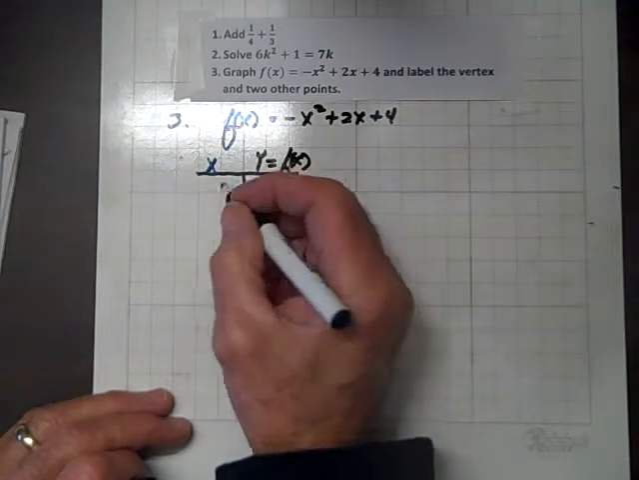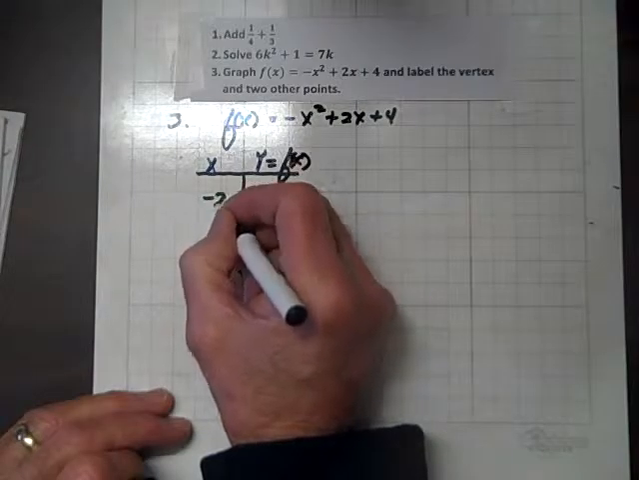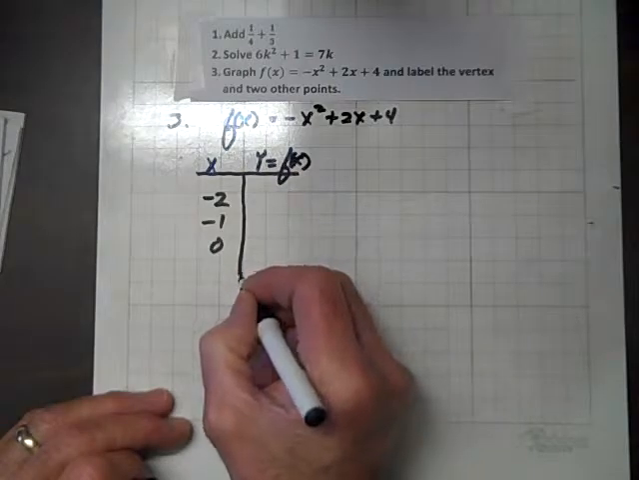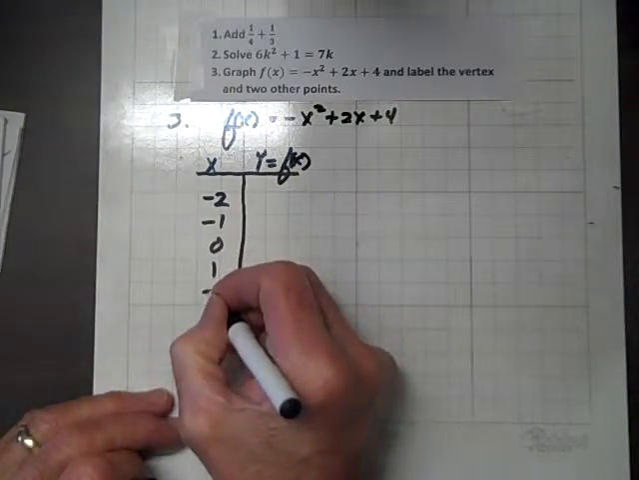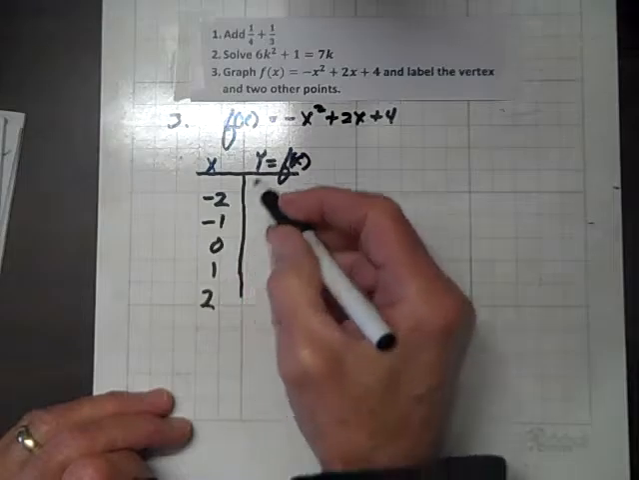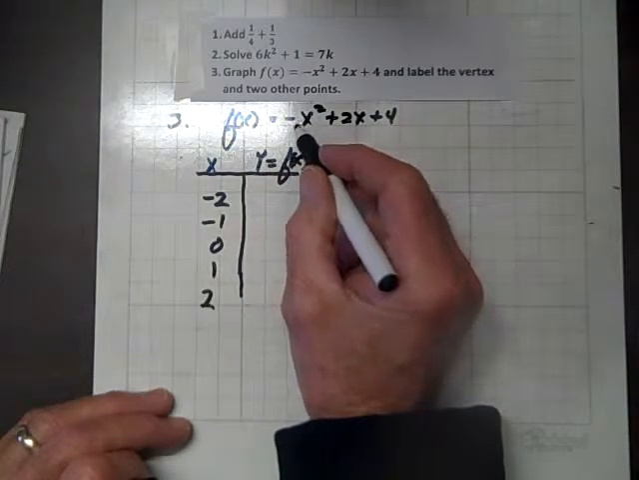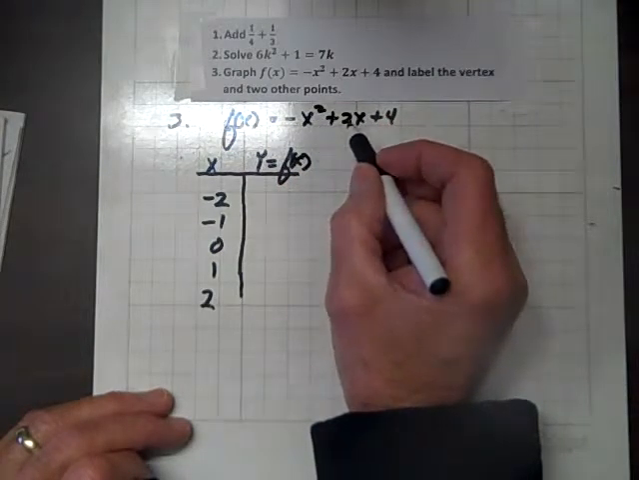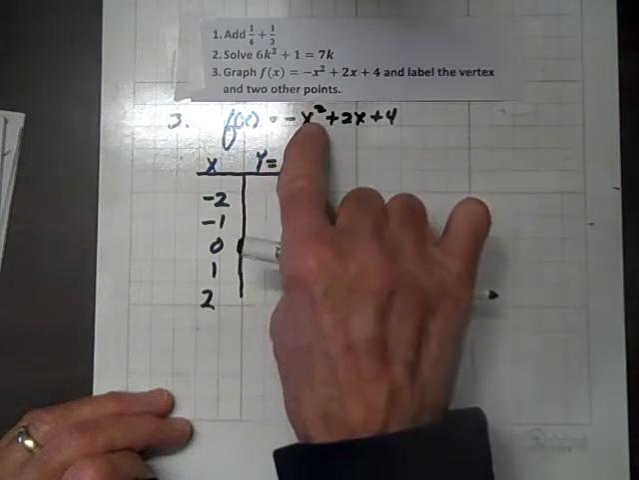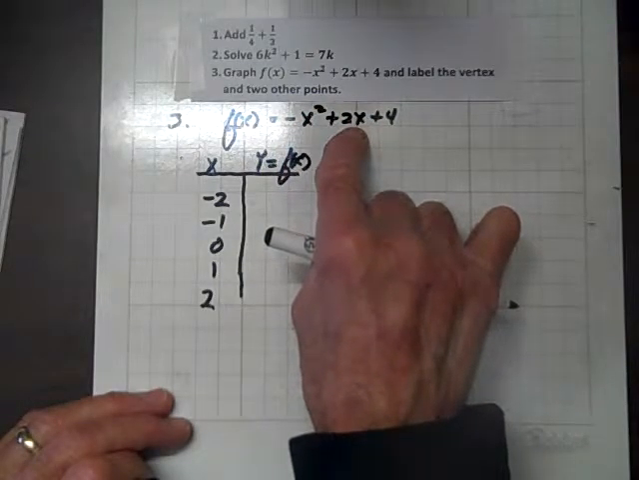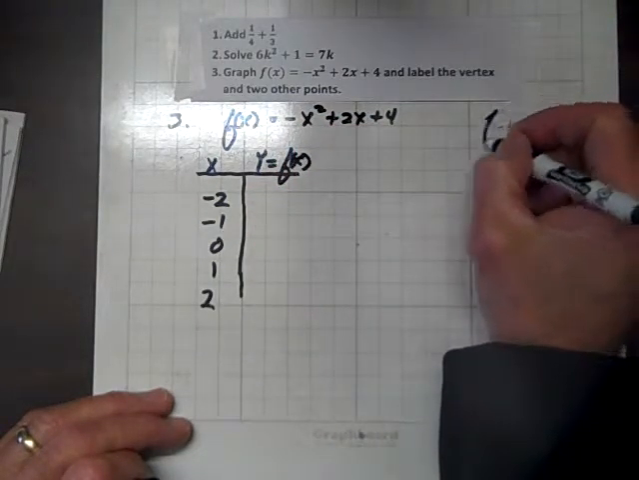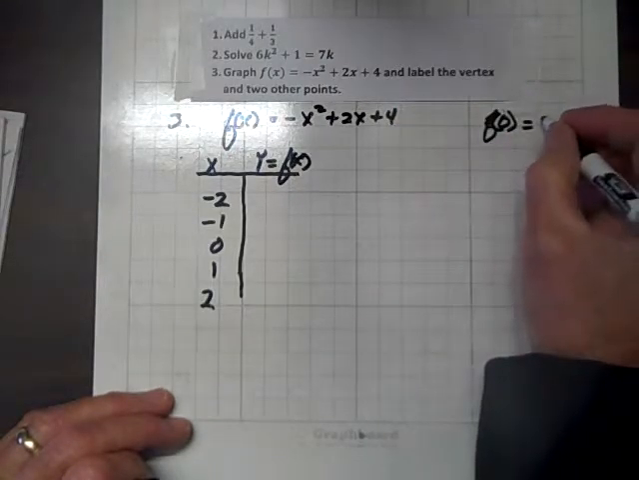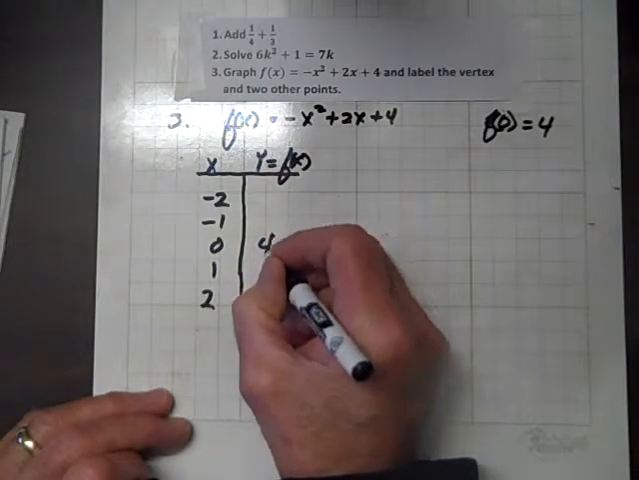And we'll evaluate for -2, -1, 0, 1, and 2. Now if we let x be 0, well, replacing each x with 0 here, that will 0 out, that will 0 out, and so f of 0 equals 4. So we get a 4.